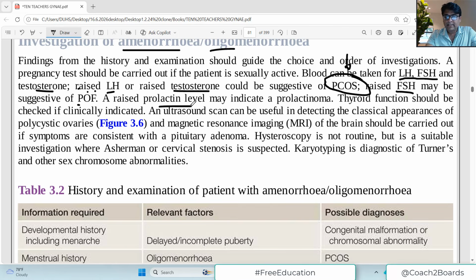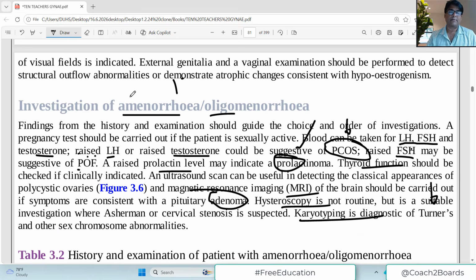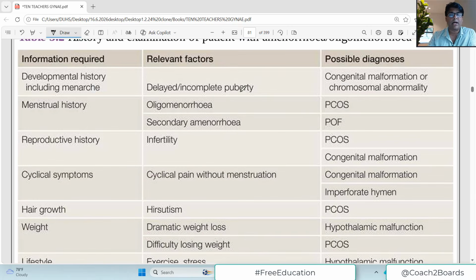A raised prolactin level may indicate prolactinoma, which is a tumor. So maybe pituitary is not producing enough FSH or LH. Thyroid function test should be done. You should also do imaging, such as MRI, to see if there is any tumor in the pituitary or hypothalamus, such as pituitary adenoma. Hysteroscopy is not routine, but you may require it to see if everything in the internal genitalia is fine. You may also require karyotyping if you are suspecting Turner. So ये सारी investigations हैं जो आप करेंगे if the patient comes to you with oligomenorrhea या amenorrhea.